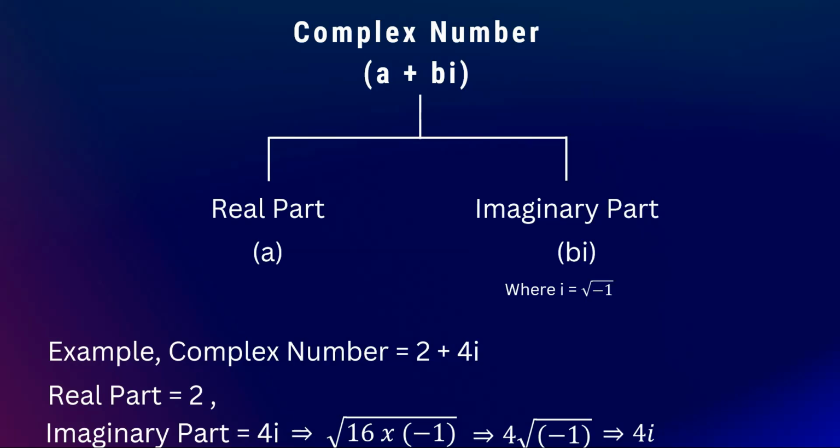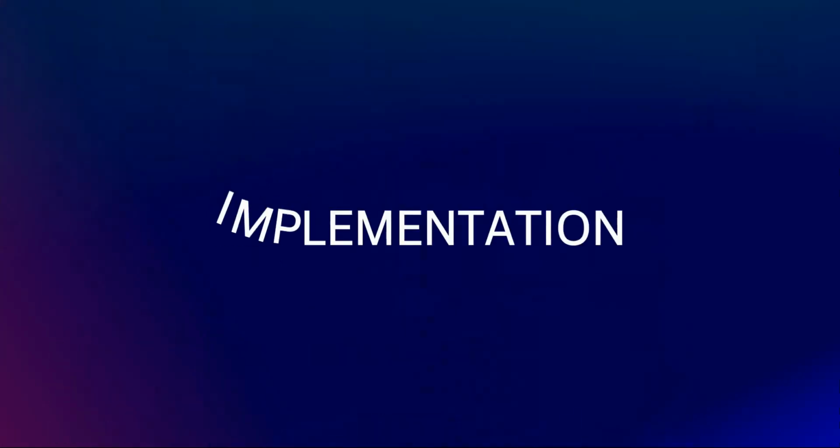So this is the concept of complex number. Basically you have two parts, real part and imaginary part. Real part is denoted by small a and imaginary part is denoted by bi, where i is nothing but the square root of -1. Okay, so this is about the complex number. Now we'll move to the implementation part of this assignment.